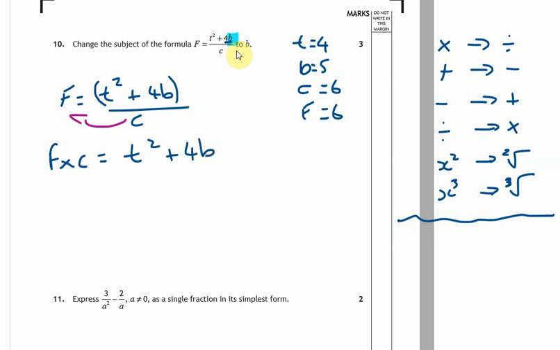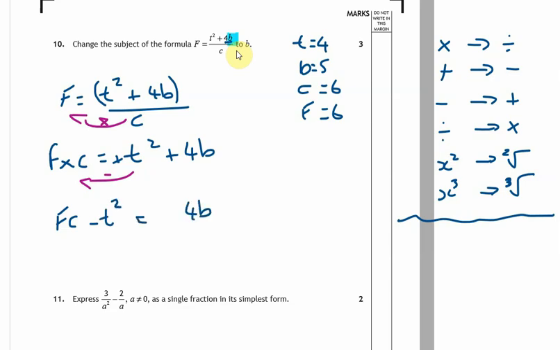How do we get 4b on its own? Well, we want to move the t squared over. So this is effectively plus t squared, isn't it? So to move it over, we do the opposite. Before, we were doing the opposite of divide, which was timesing. And now we're doing the opposite of adding, which is taking away. So we'll get fc, which is already there. In fact, sorry, I'll rewrite that. fc, like this, take away t squared, and that's equal to 4b.